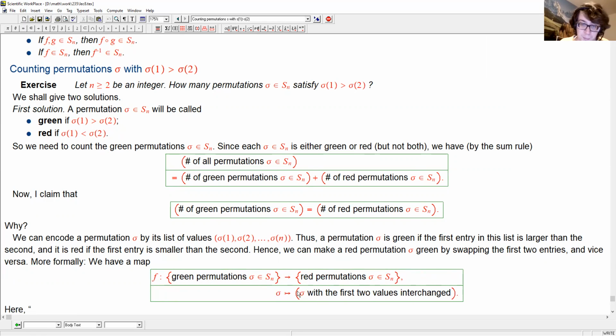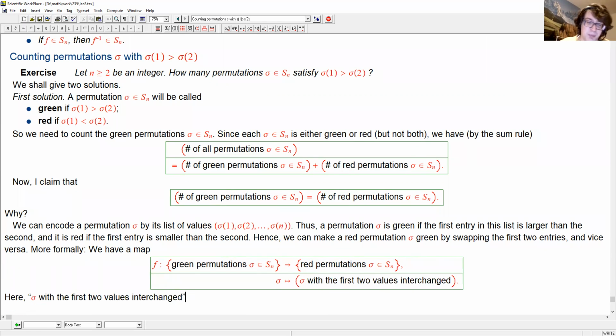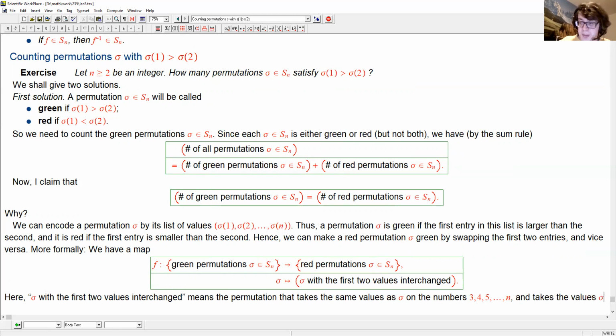So what does this really mean rigorously? How would you explain this? This means the permutation that takes the same values as sigma on all the numbers that are not 1 and 2, and takes the values sigma 2 and sigma 1 at 1 and 2 respectively.